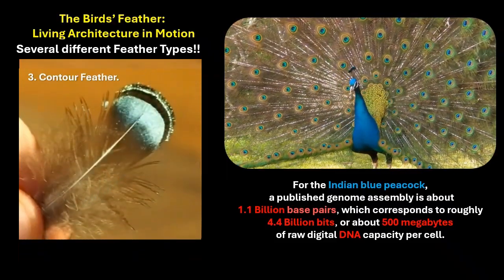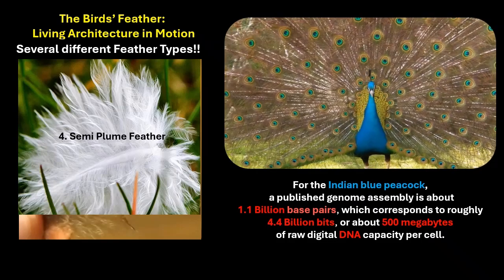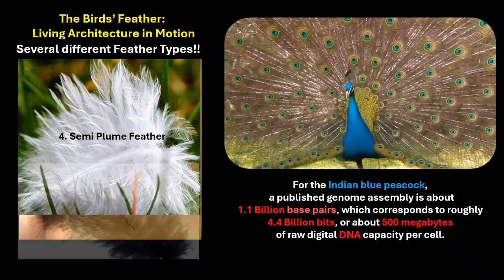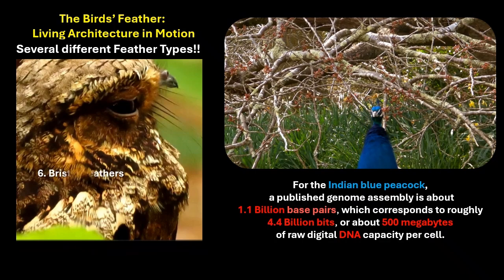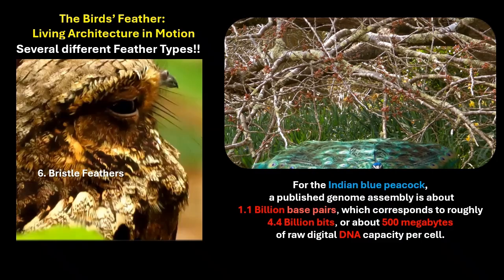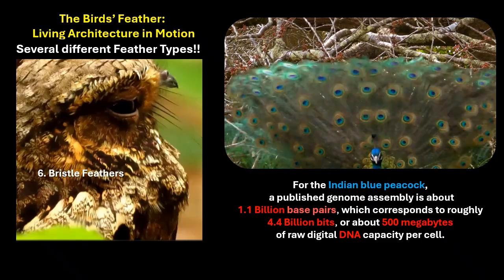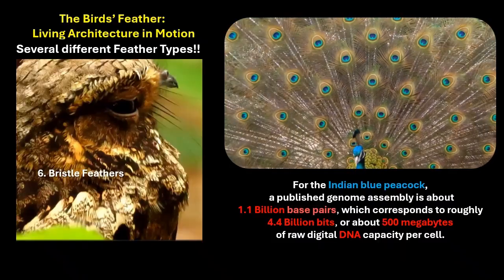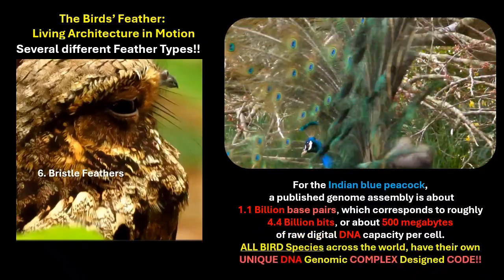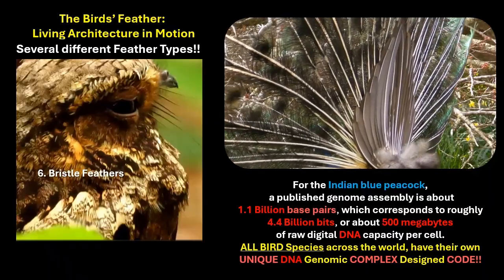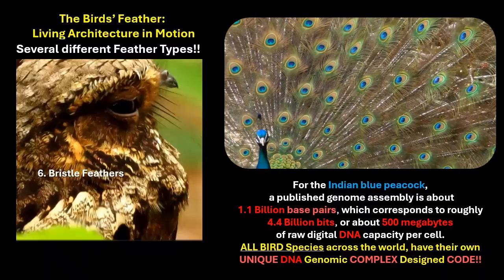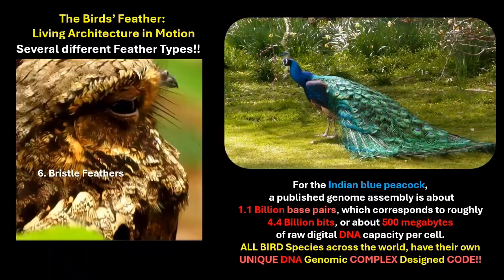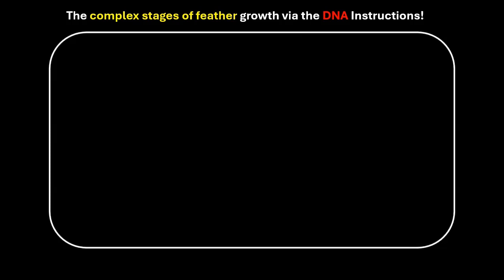Then we have contour feathers. We have semi-plume feathers, lots of different kinds. There's another one. We have down feathers. We have bristle feathers. So it's absolutely amazing that we have all this complexity of the feathers. All bird species across the world have their own unique DNA genomic complex designed code. So the complex stages of a feather growth via the DNA instruction.